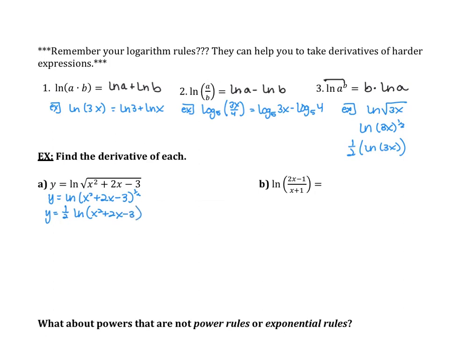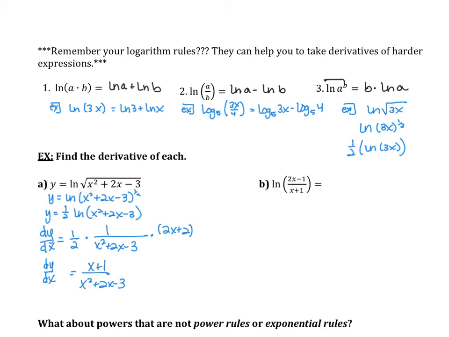So now when I take the derivative of this, I get dy/dx equals 1/2, and the derivative of natural log is 1 over whatever the argument of the log was. So we get x squared plus 2x minus 3. But then I need to take the derivative of that, which is going to give me 2x plus 2. So we may see this simplified to be x plus 1 over x squared plus 2x minus 3 as the derivative of y with respect to x. Okay, let's try another one.